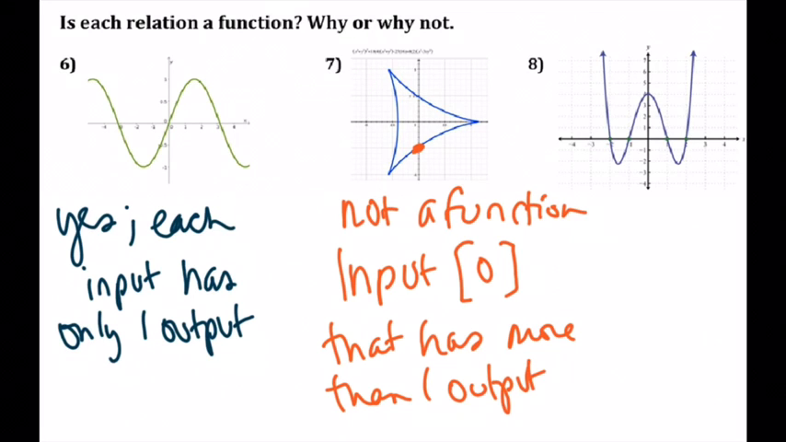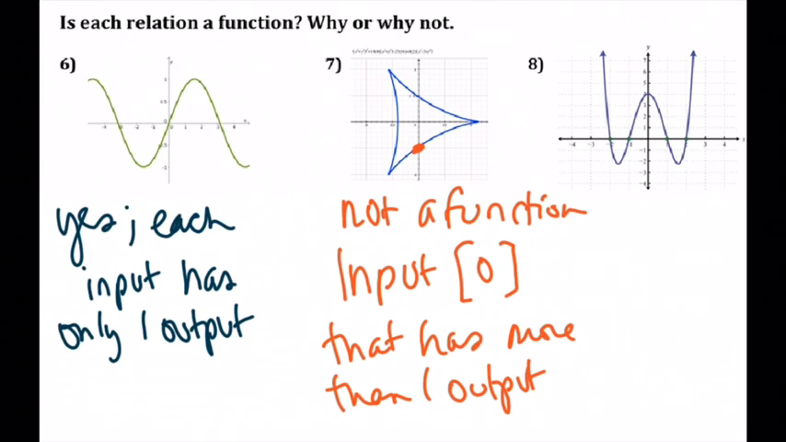Okay, the last one, number 8. This is called a quartic. And what do you think? Is it a function? What are you thinking? Nate, what do you think? Number 8, sorry. Yeah, I think that is a function.